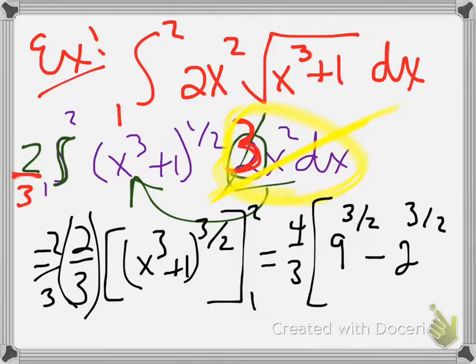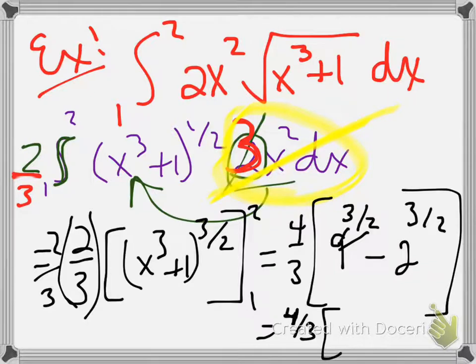And part of that's going to work out to be really nice. We have 4/3. 9 to the 3/2 power, well, if you take the square root of 9, you get 3, and 3 to the 3rd power is 27. But if you do the square root of 2, you get the square root of 2, and if you do that to the 3rd power, you get the square root of 8. So I'm actually just going to leave it like that since I'm out of room.